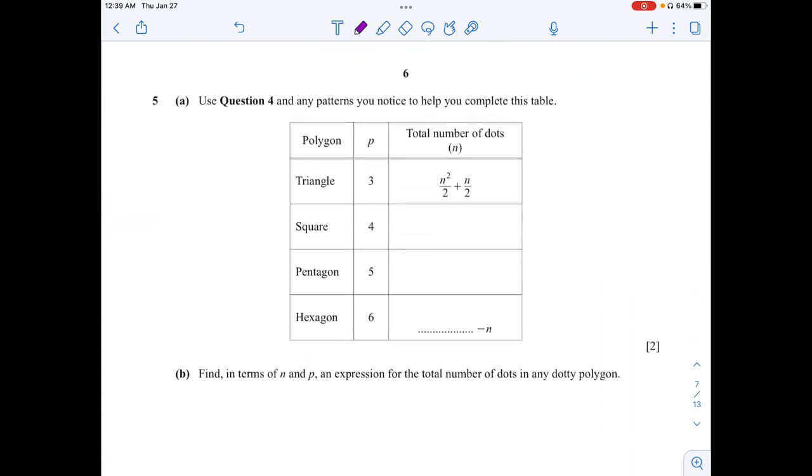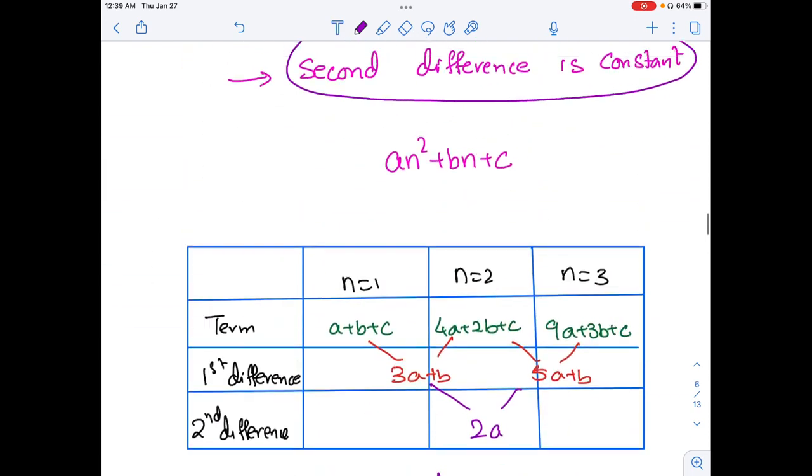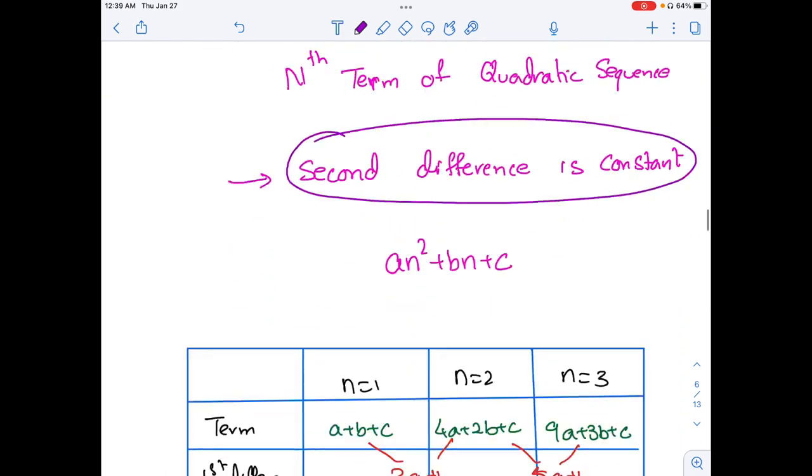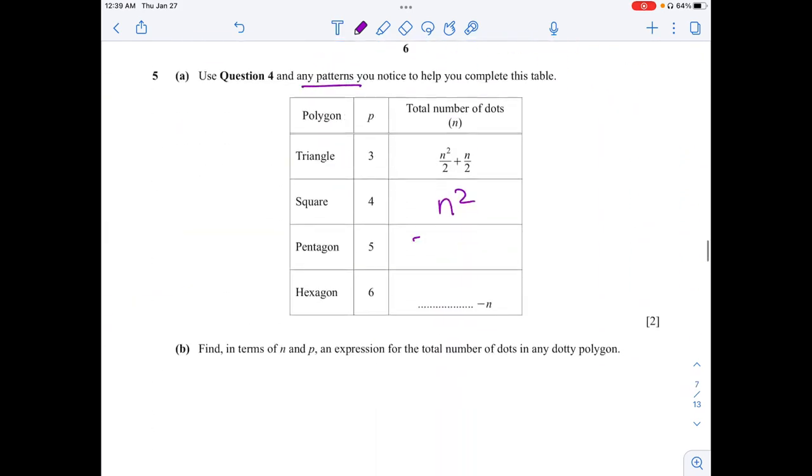Coming to the question number 5. Use question 4 and any patterns you notice to help complete the table. So for 4, it was n square. For 5, for pentagon, we have done the formula 3n square upon 2 minus n upon 2. Now what is the pattern?